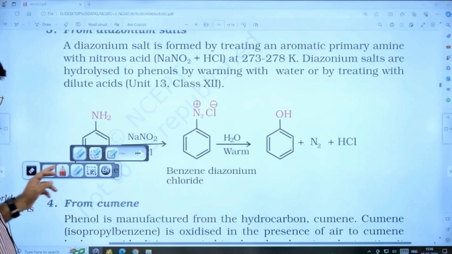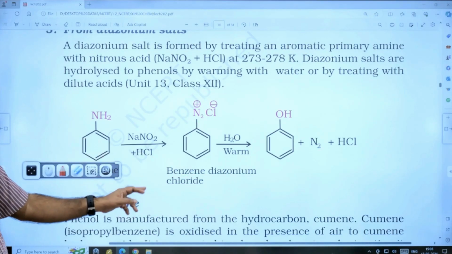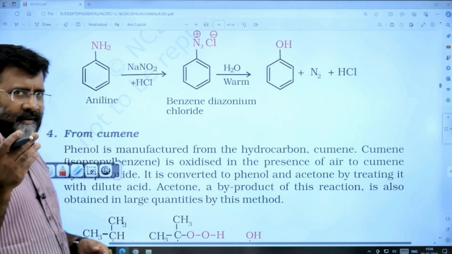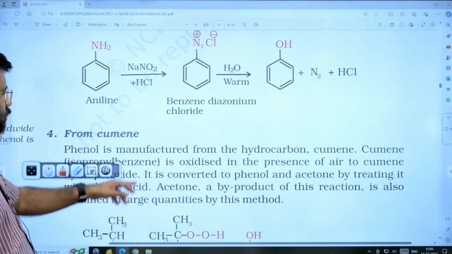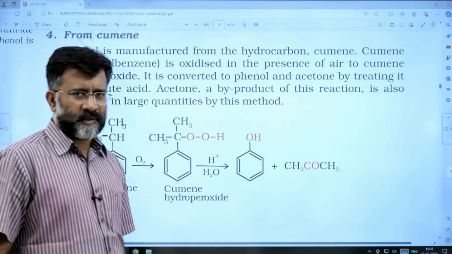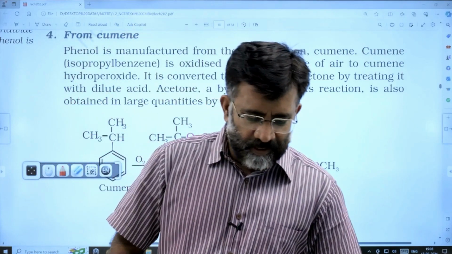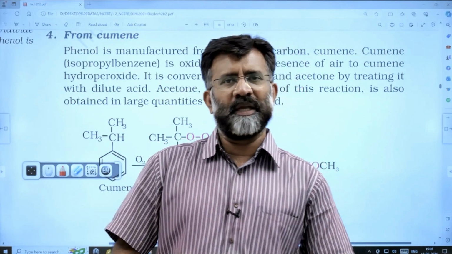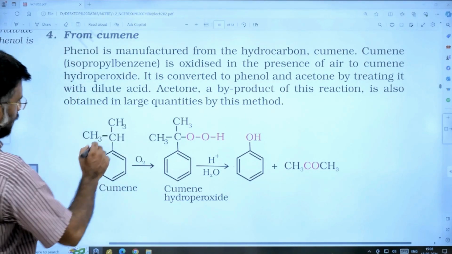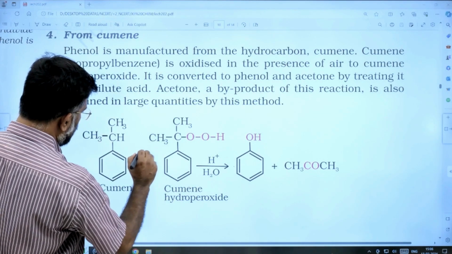So that's about the three procedures. Number one, from chlorobenzene, Dow's process. Number two, benzene sulfonic acid. And number three, diazonium salt. And the last one, the most important one, as most of the worldwide production of phenol is done by the cumene process. All of you know the cumene process. What is the cumene process? Let's have a look at cumene. Cumene is treated for air oxidation.